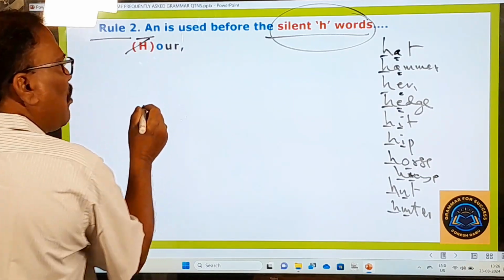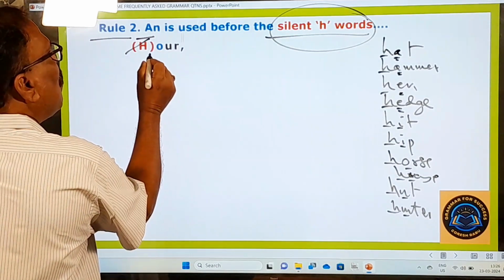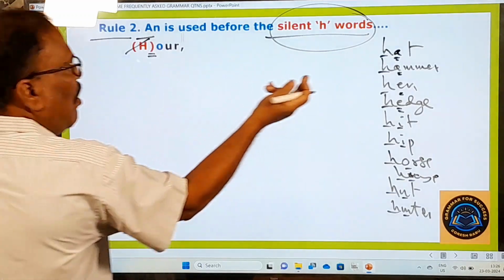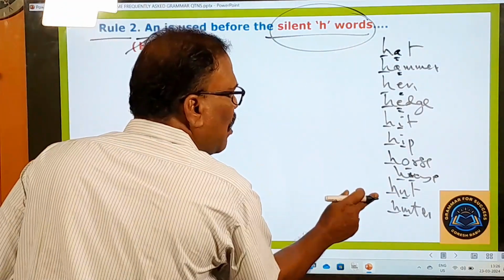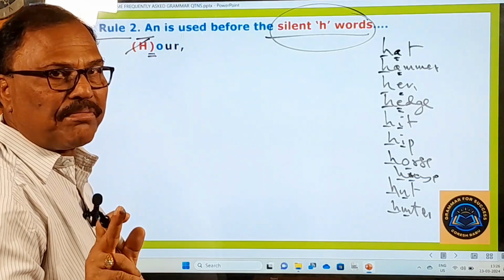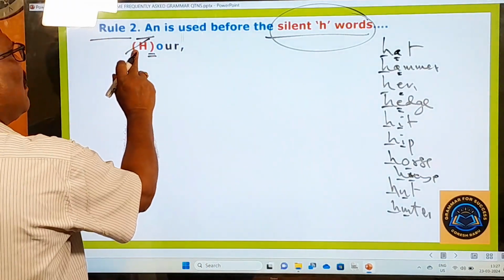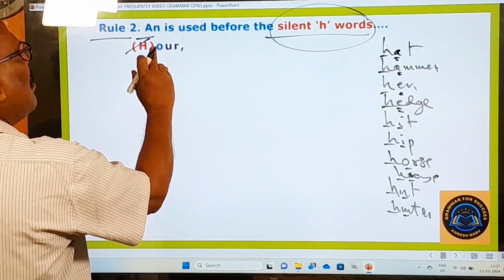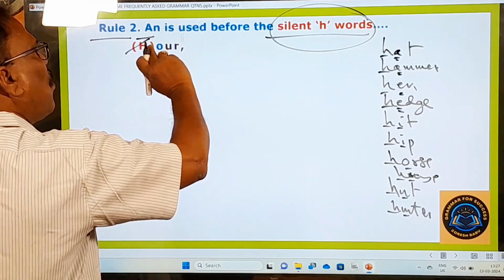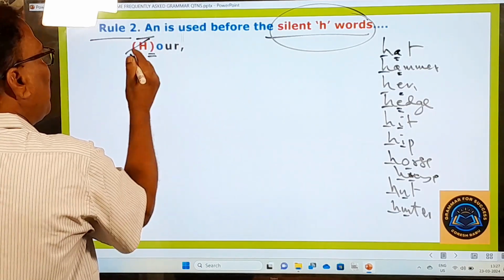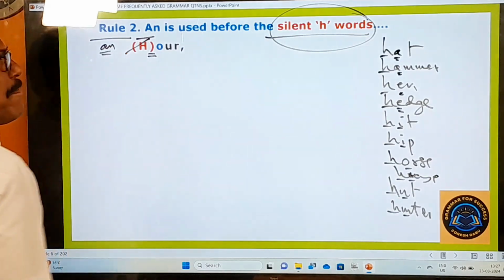And how are we pronouncing this word? From the vowel sound, our. Already I have told you, beside this H sound, there is always a vowel sound. So H is silent. The next sound is vowel sound. And we are pronouncing this word from this O. O is a vowel sound, and therefore we use an before that.